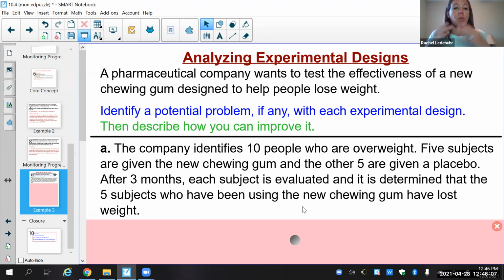So again, the goal, what's going on, the company wants to test the effectiveness of a new chewing gum designed to lose weight. They designed this experiment that says, okay, we're going to identify 10 people who are overweight. 5 subjects are given the new chewing gum and the other 5 are given a placebo. After 3 months, each subject is evaluated and it is determined that the 5 subjects who have been using the new chewing gum have lost weight. Okay, a few things going on here. Remember that placebo is just the unmedicated treatment. So maybe they're given gum that actually doesn't have any of the treatment in it, right?